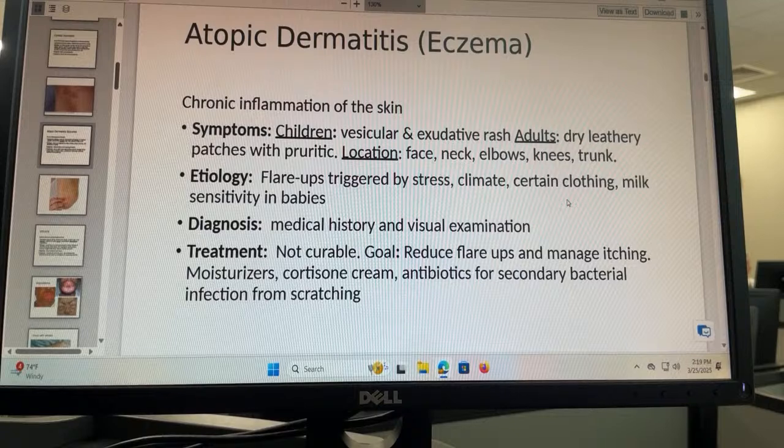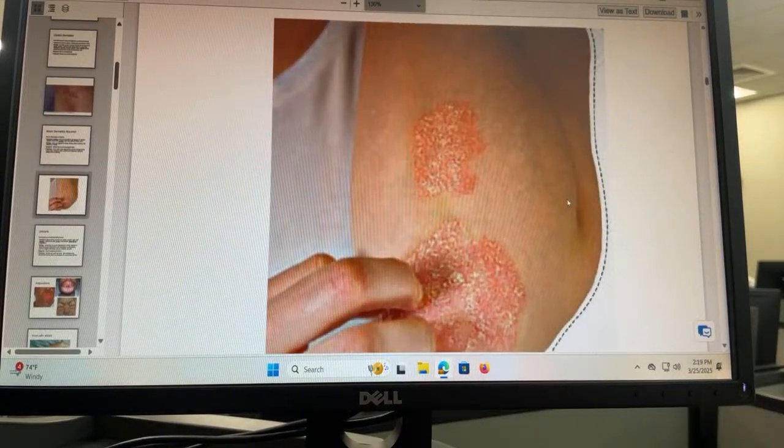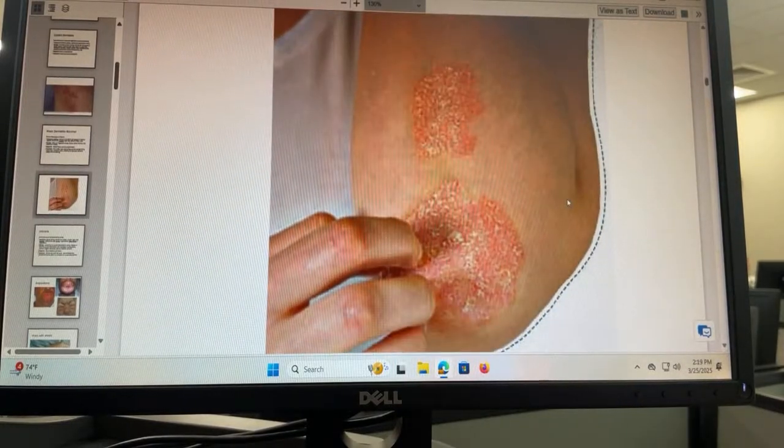That's what to say, pruritus, not pruritic. To treat it, you can use different moisturizers and cortisone creams. Those will help reduce the inflammation and itchiness. If you do get a secondary infection from scratching, people can scratch it a lot and then bacteria can get into the wound, you can take antibiotics to treat that secondary infection. But here is a picture of what eczema might look like, the dry, scaly patches here.